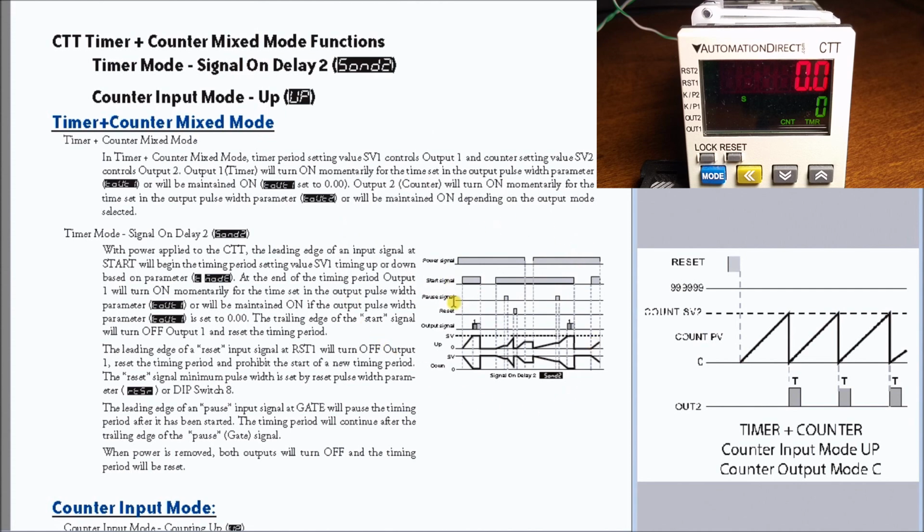And my timing function is my Signal On Delay 2, where the timing chart is located right here. And as you can see, if I get my start signal, it will start timing up to the output signal will turn on. And then when I lose my start signal, it will actually reset. And during a power failure, it depends on the setting mode, it will maintain the set value or the present value. So that's my Signal On Delay 2.